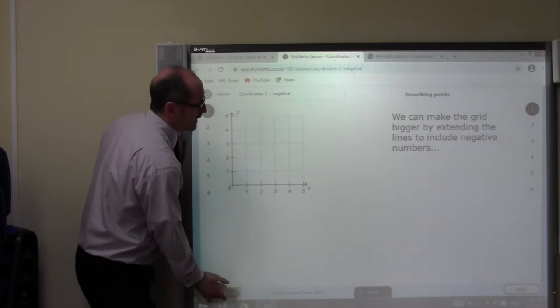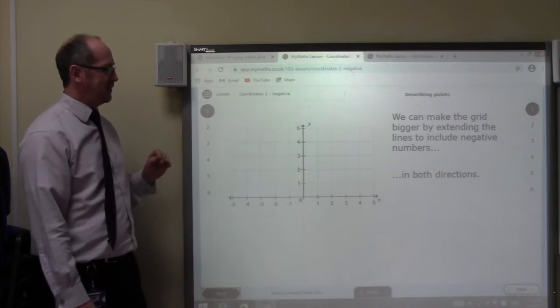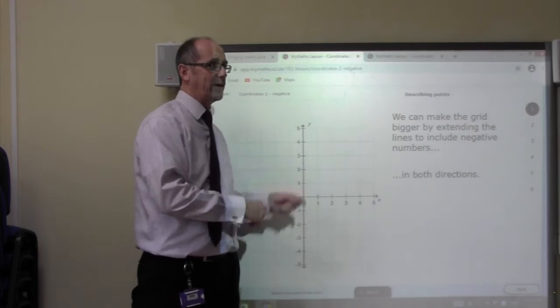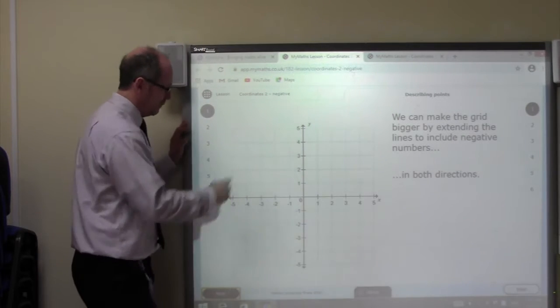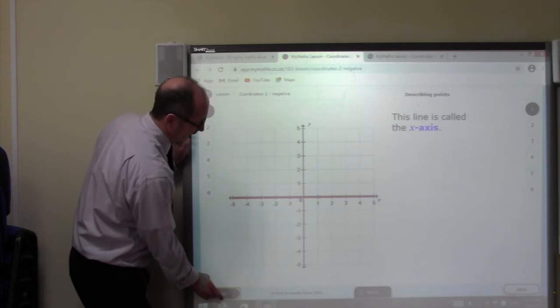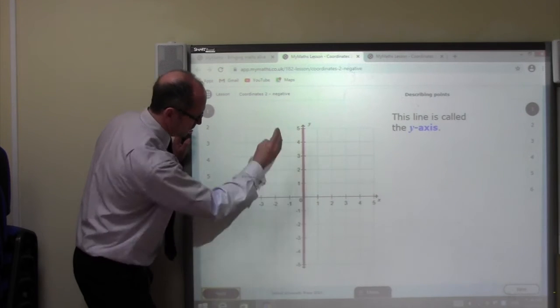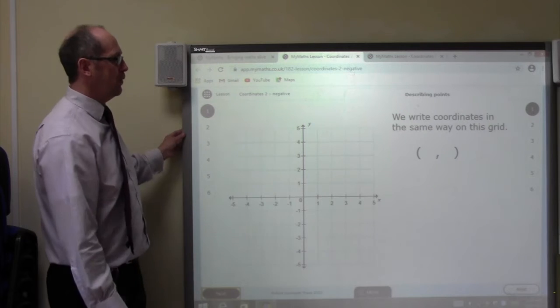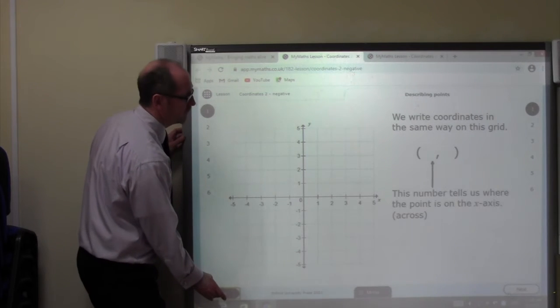You can make it bigger by extending the lines to negatives. We're still going along the corridor and up the stairs, but we can now go along the corridor and down the stairs as well. But we go along first. So that's the x-axis and that is the y-axis. We write coordinates in the same way on the grid.